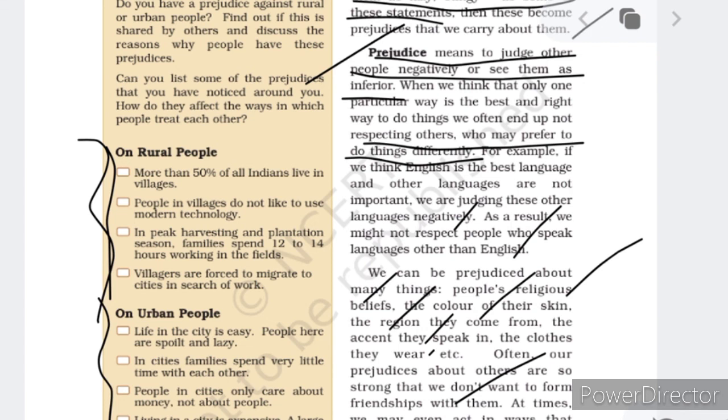Often our prejudice about others is so strong that we don't want to form friendship with them. At times we may even act in ways that hurt them. We are so strong about our opinion that we keep on prejudicing them. Sometimes they may get hurt because of our statements or whatever behavior we show to them.